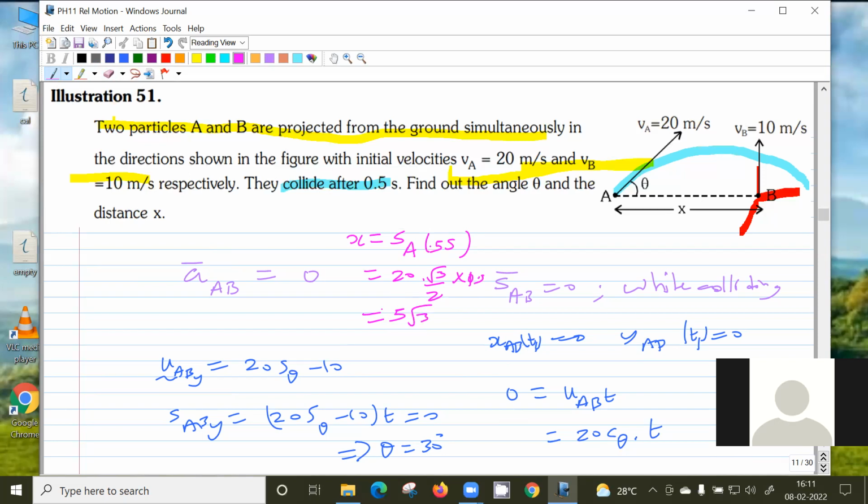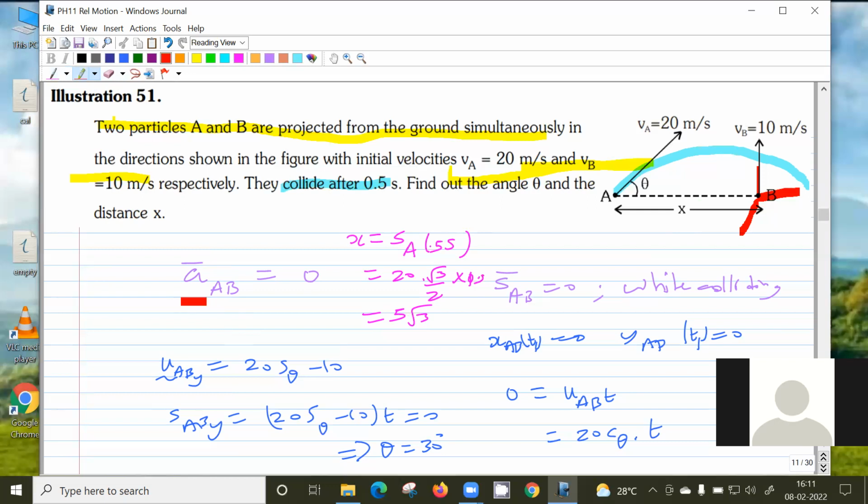So 5 root 3 meters. Got it now? So this thing is going vertically up and down. So when this thing is colliding, it will collide at this distance only. So the distance covered by A in that time of 0.5 seconds is the distance x. Is it clear?